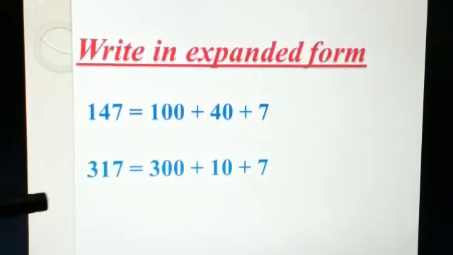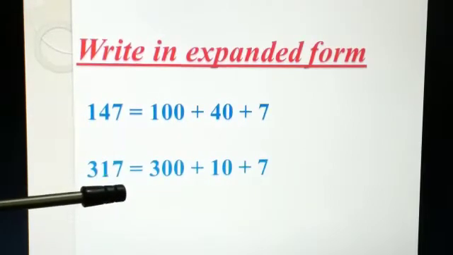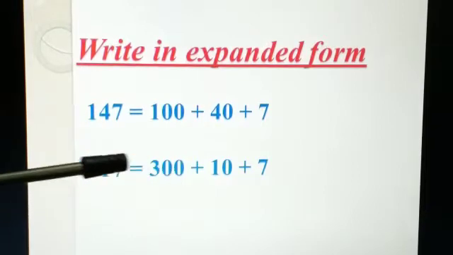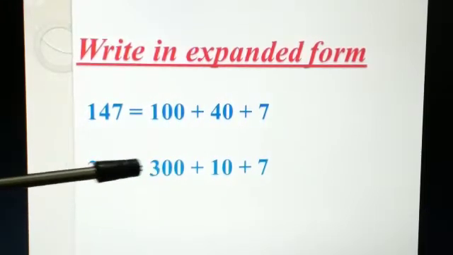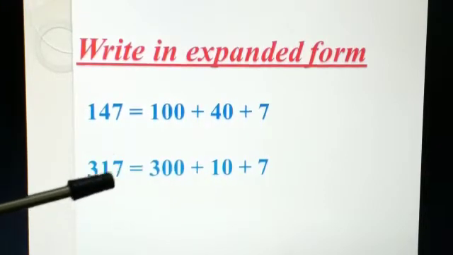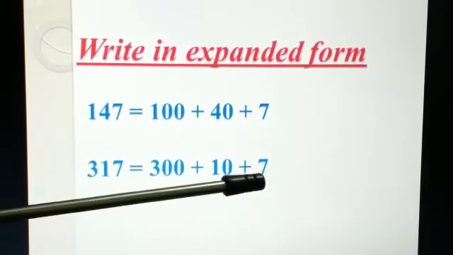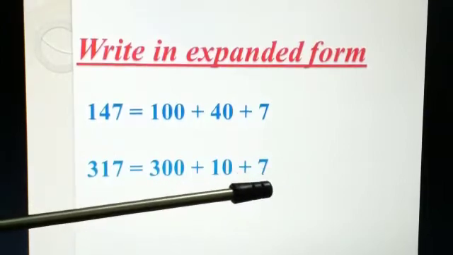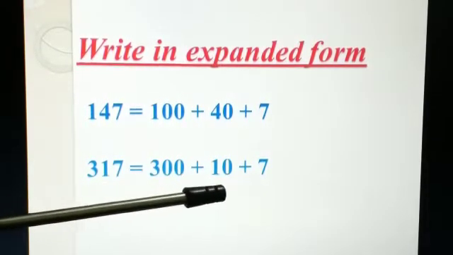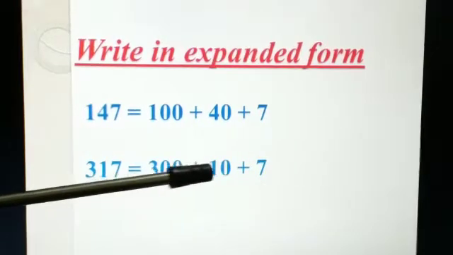Now our next number is 317. In this number, 3 at the hundreds place, so we will write 300. 1 at the tens place, so we will write 10 and the 7 at the ones place, so we will write 7. So the expanded form of 317 is 300 plus 10 plus 7.